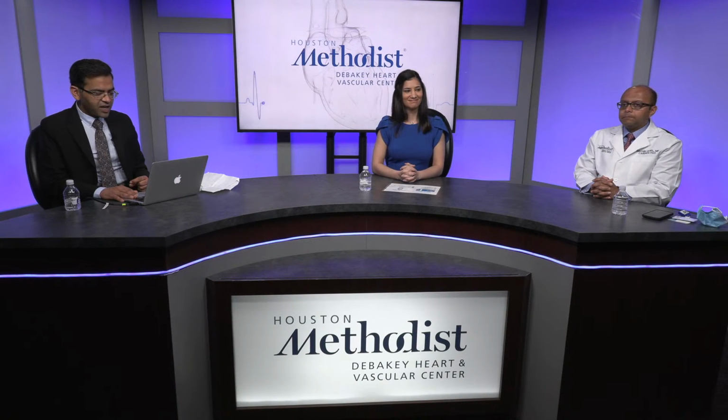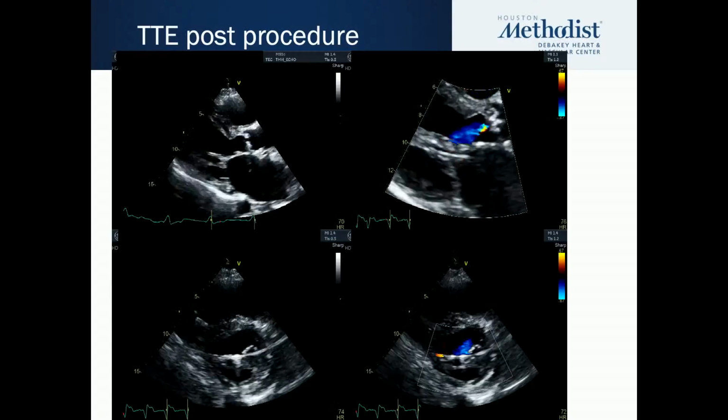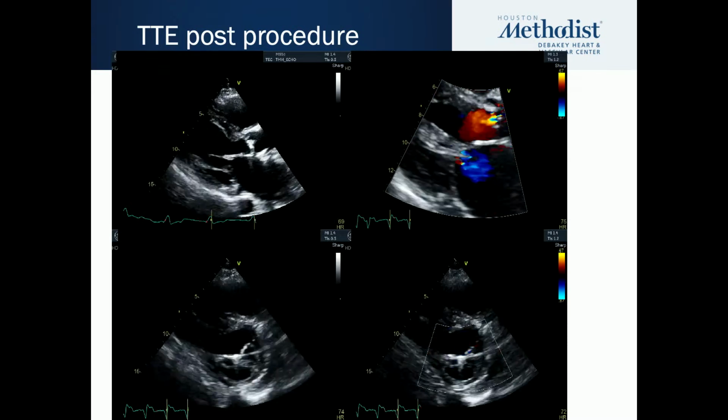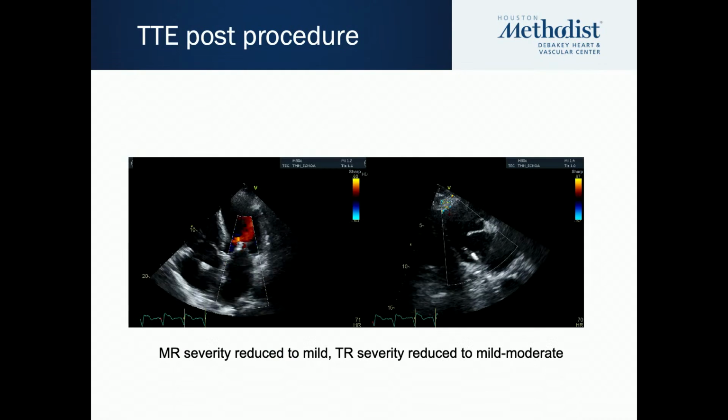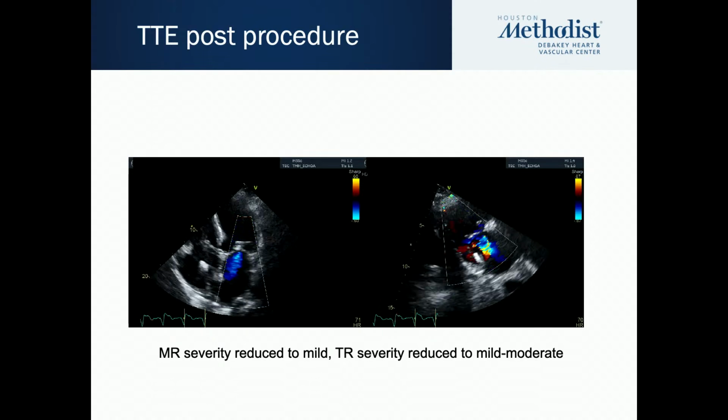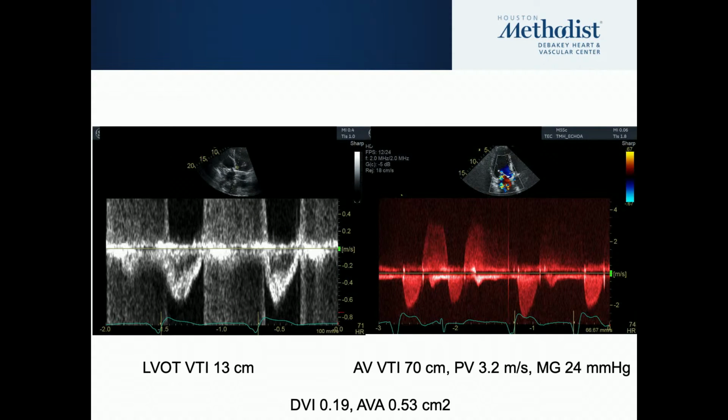Great, thank you. So this was his transthoracic echo after the procedure. So the MR severity is really reduced to mild, and the TR severity on the right-hand panel also reduced from moderate to severe at baseline to mild to moderate. And so this is the aortic valve Doppler profile after the MitraClip. So there was an increase in LVOT VTI, which was 10 centimeters before, to 13 centimeters now, but overall the indices were still suggestive of severe AS with a DVI of 0.19, and the mean gradient now was 24.